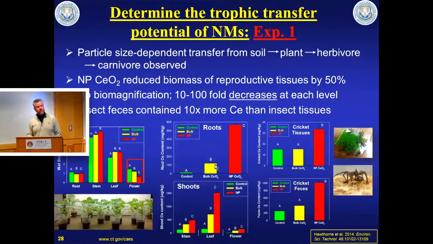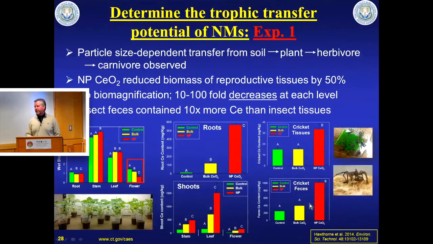This greater burden of cerium, we don't know the form because it's just ICP-MS, but the greater burden of cerium in the roots carries all the way through the food chain. You see increased concentration in the roots, the stems, the leaves, the flowers. You find increased levels in the cricket tissues and the cricket feces. And I don't have the spider data, but we have that as well. So the particle size made a difference in this case.